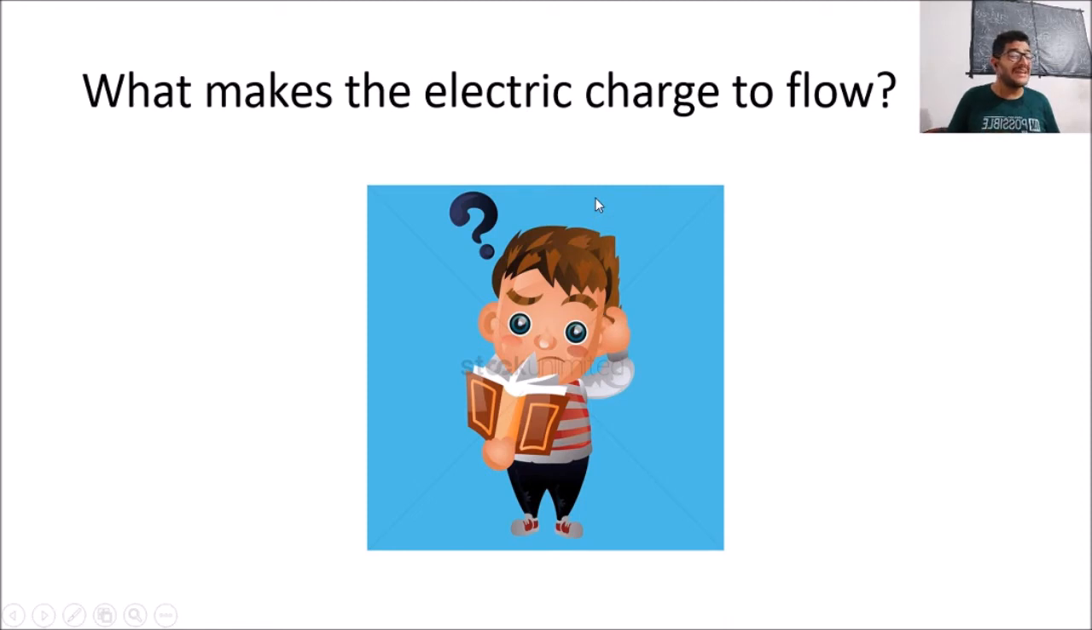So what makes the electric charge flow? We already know that electric charges flow from the switch to the appliance. But why do the electric charges flow? How do they flow? What is the reason behind that? If we can tell the reason to anybody, then we can say that we have covered the electricity chapter. So this is the big question.